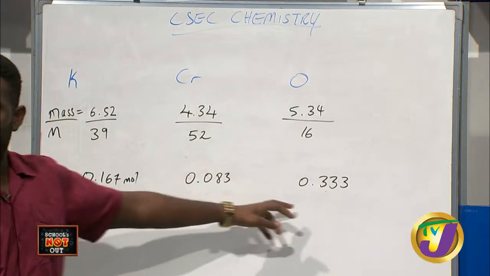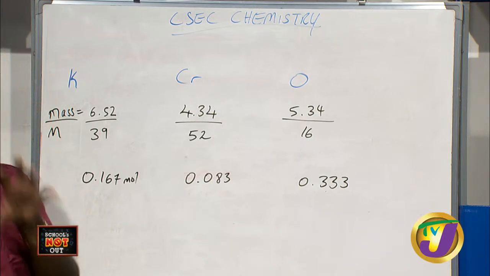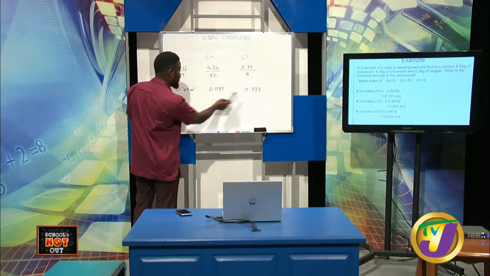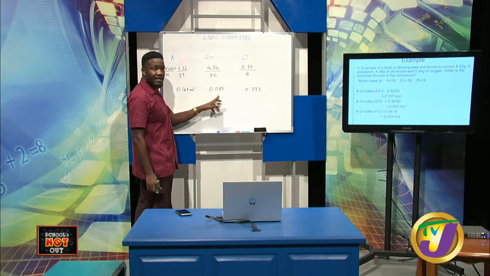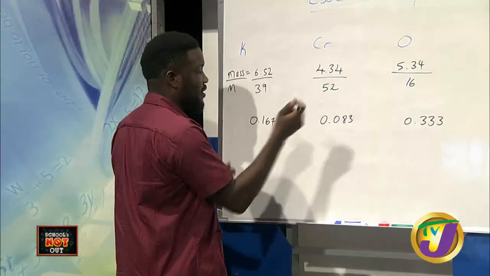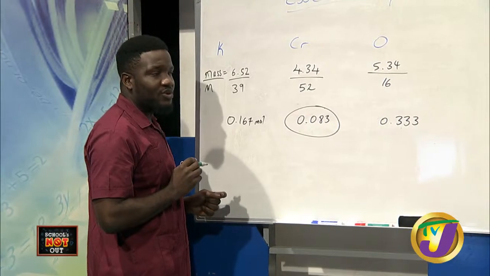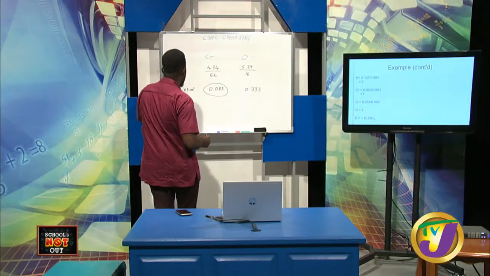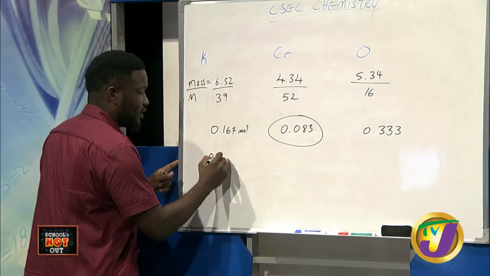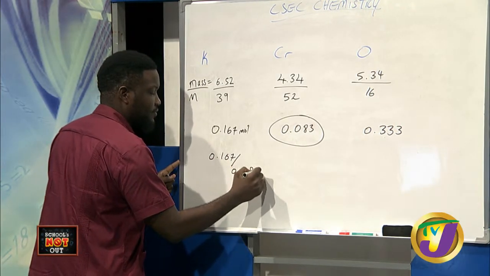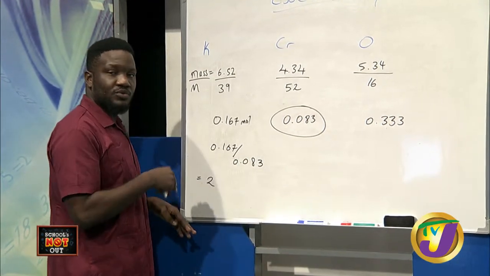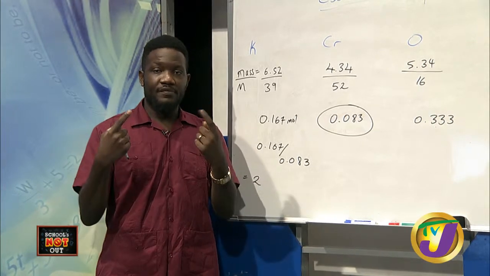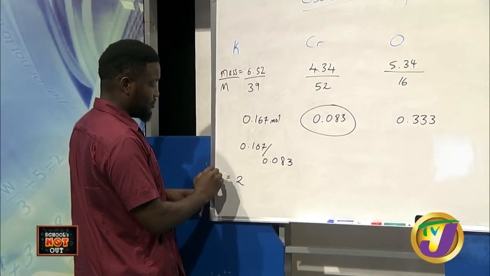All right, so we have one, we have two, we have three. Now the next step says to divide all of them by the smallest mole ratio. So if we look here, we look here, we look here, the smallest mole ratio that I am seeing is the 0.083. All right, that is our smallest one. So this will be the number we're using to divide this and this. And so when you divide 0.167 by 0.083, you're going to end up with 2 point something, but we'll round it down to 2. Remember, whenever the number falls beneath 5, you round down. If it's above 5, you round up. All right? So potassium is going to be 2. So K is going to be 2.